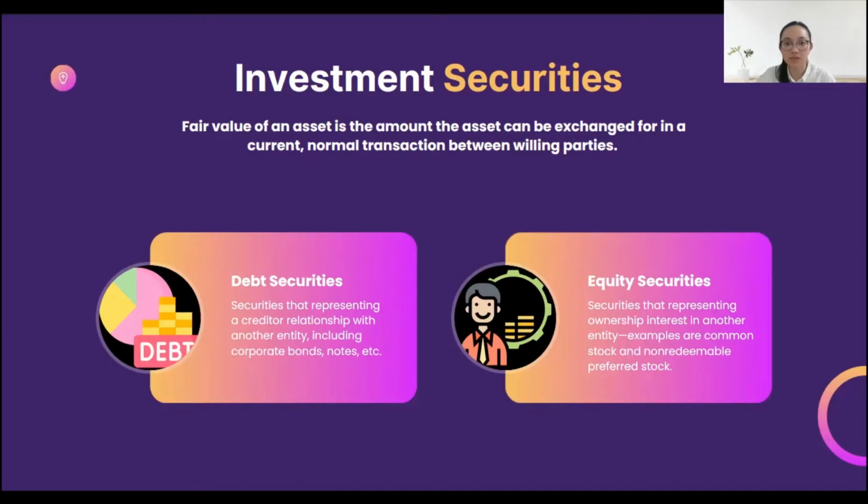What are debt securities? Debt securities are securities representing a creditor relationship with another entity. For example, corporate bonds, government bonds, notes, and municipal securities. Meanwhile, equity securities are securities representing an ownership interest in another entity. Examples are common stock and non-redeemable preferred stock.